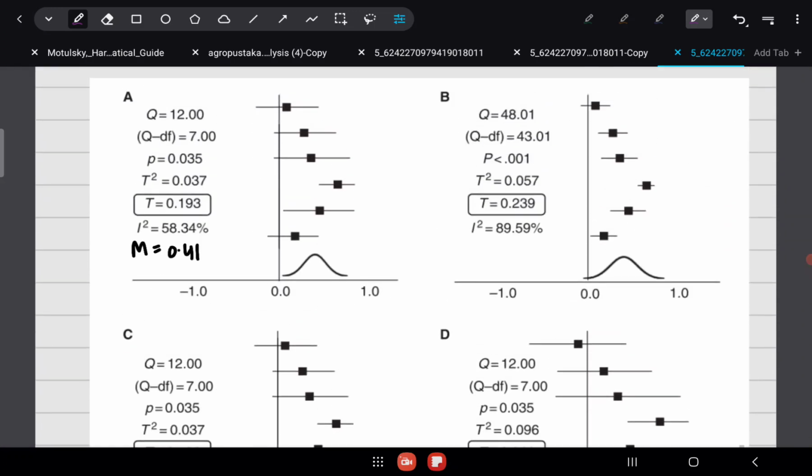So now I want to tell you the practical importance of the T, or the standard deviation of the true effect size, right? So let's see A and B. We'll see these two forest plots. So we'll start with Q. You can see that the Q is more for B than for A. It means the observed dispersion, or the observed weighted sum of squares, is more for B than for A.